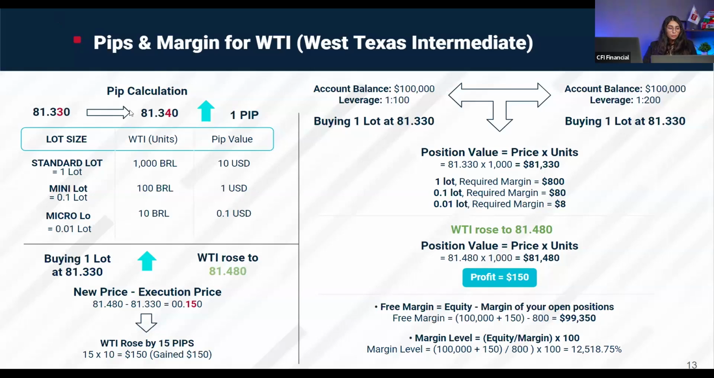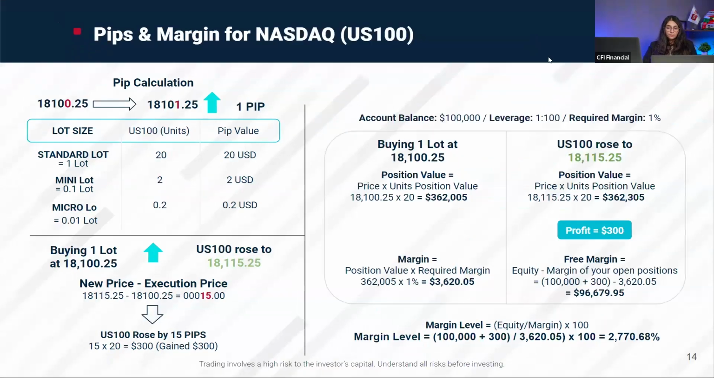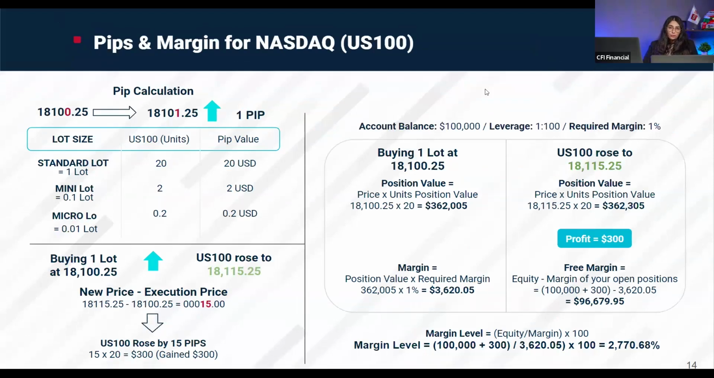So now we're going to do one more instrument, which is going to be NASDAQ. When finding the pips and margin for NASDAQ, the pip is going to represent the first number before the decimal point. So in our case, we have a price of 18,100.25 and the price rose to 18,101.25. So the price increased 1 pip.